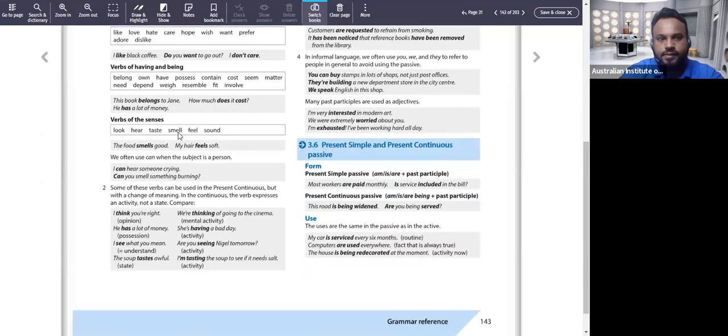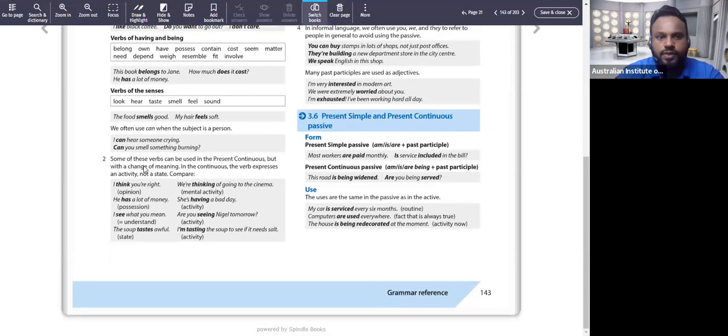Verbs of sense. To sense, there are verbs like look, hear, taste, smell, feel, sound. These are also state verbs. Like the food smells good, my hair feels soft. We often use can when the subject is a person. I can hear someone crying. Can you smell something burning? Okay, these are the examples.